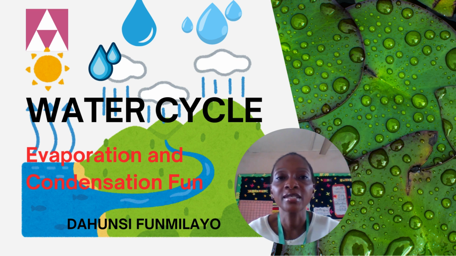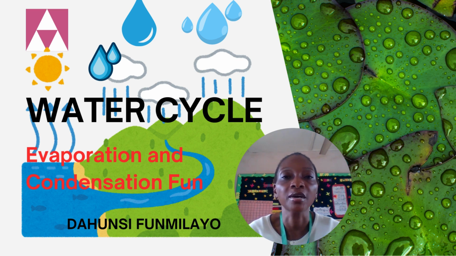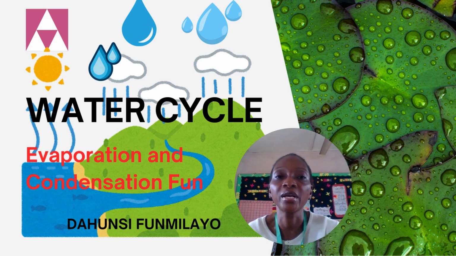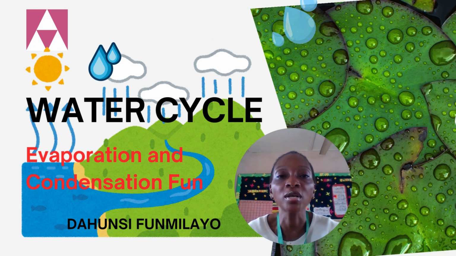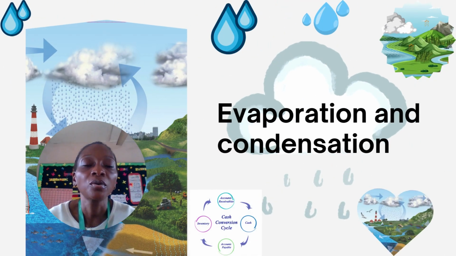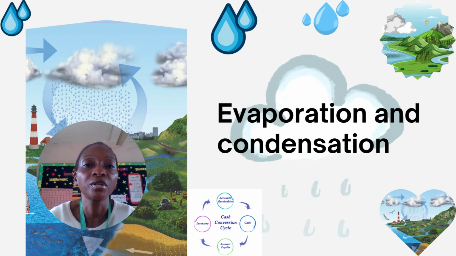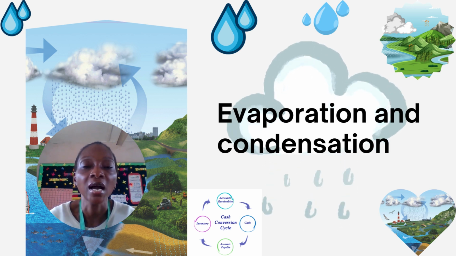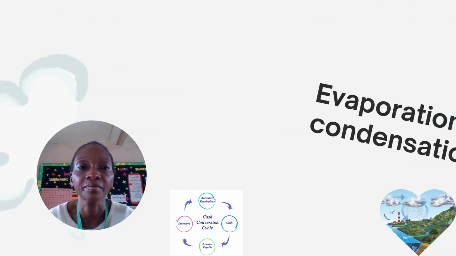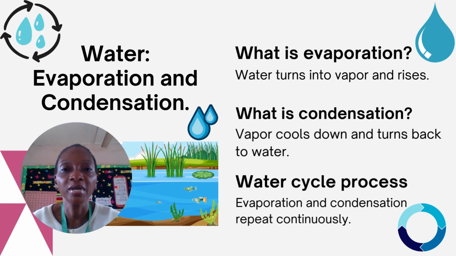For today's science class, we'll be talking about the water cycle. I believe we all know what water means. The water cycle is about the evaporation and condensation of water, how water evaporates and how it condenses back. Now we are going to be asking and answering some questions one after the other.